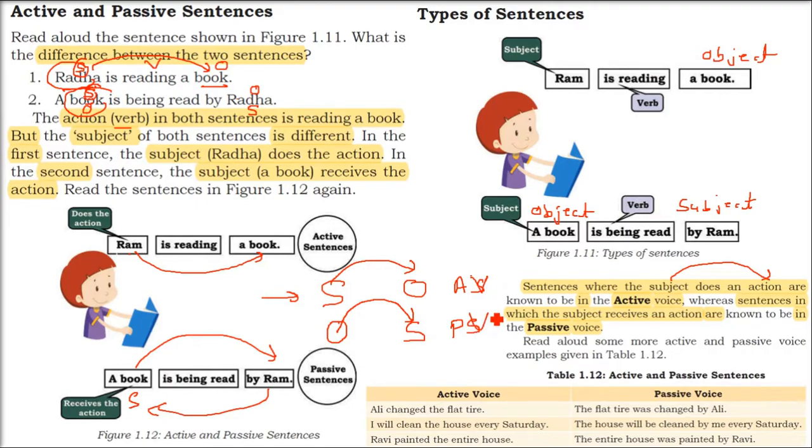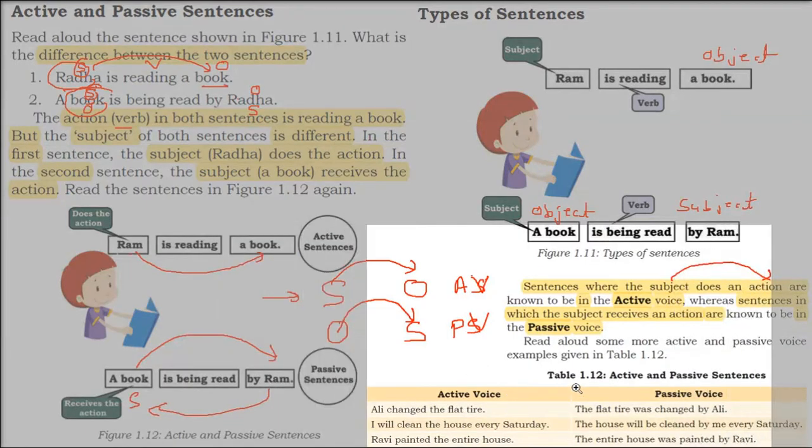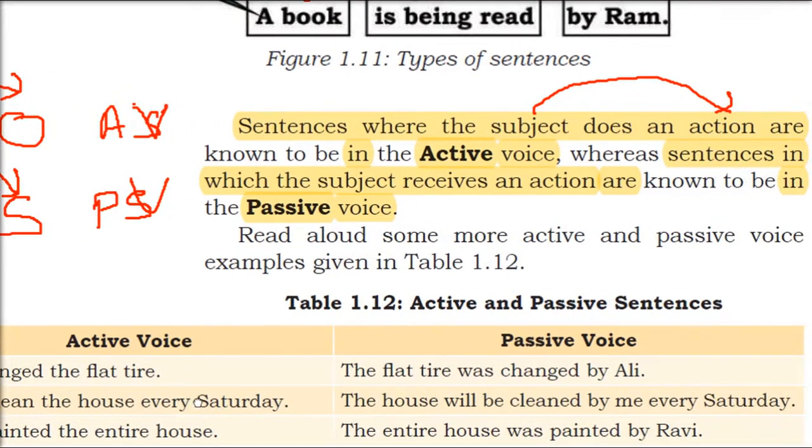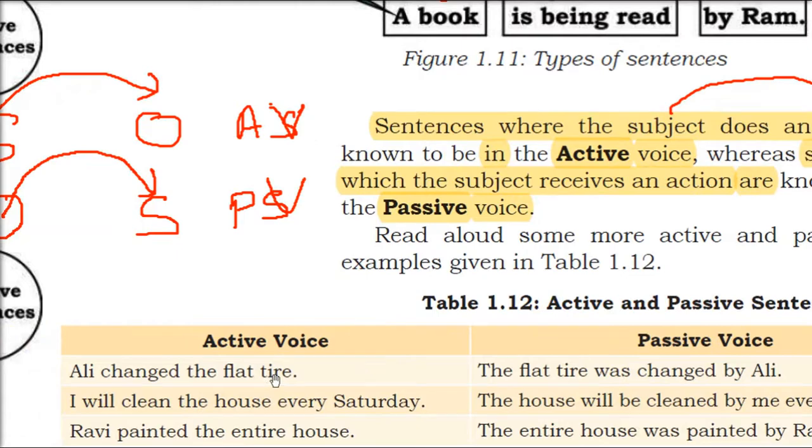Okay. Now let us take a few more examples here to understand it better. Now we'll have the same sentences. Active voice. Ali is the subject, tire is the object. So Ali is doing work on the tire, or the subject does an action. Ali is the subject. Active voice. I will clean the house every Saturday. I is the subject. House is the object. So the house is getting action from the subject. Ravi painted the entire house. So the subject is doing action on the object.